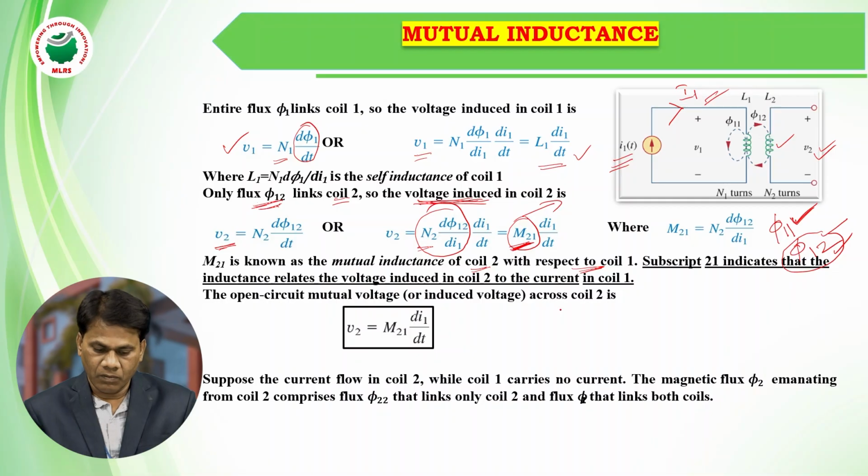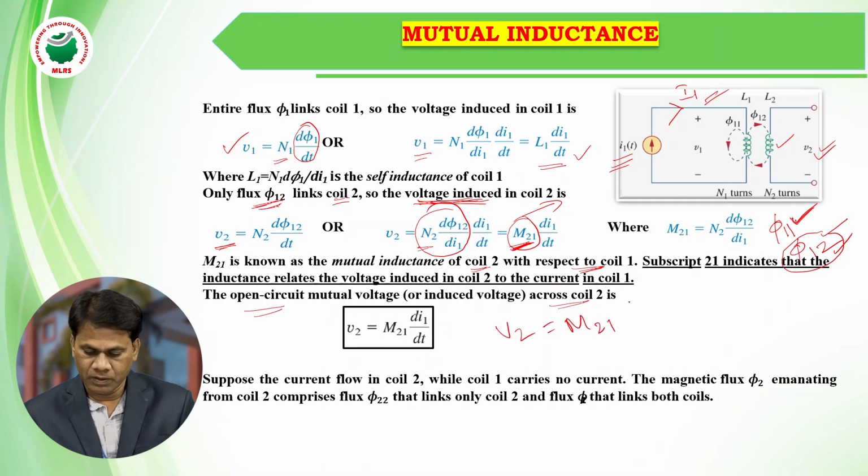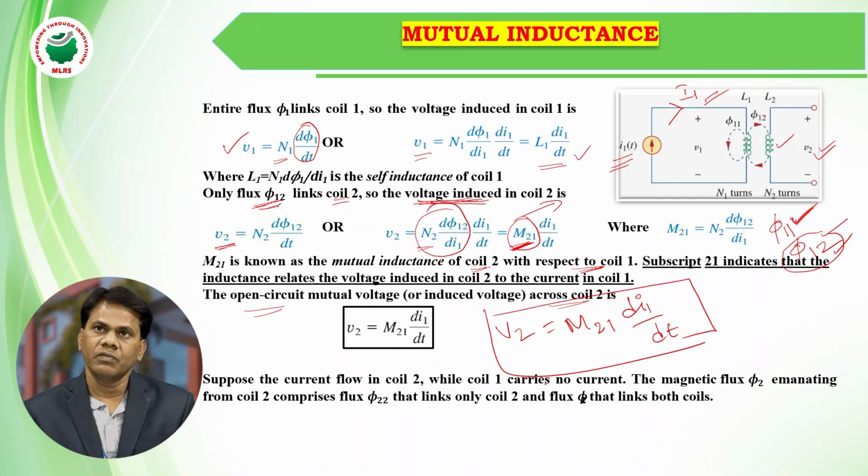If the second coil is open circuited, the mutual voltage across coil 2 is given by V2 equals M21 di1 by dt. This is the mutual voltage, or voltage induced in the secondary coil due to the current in the first coil.